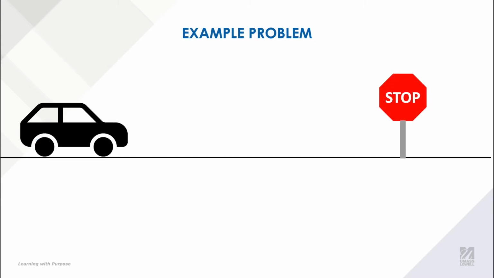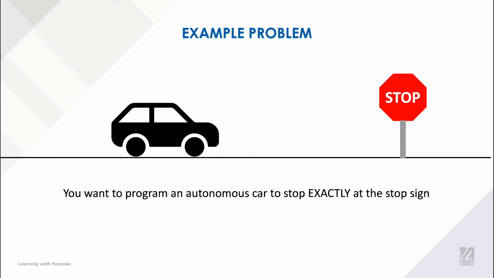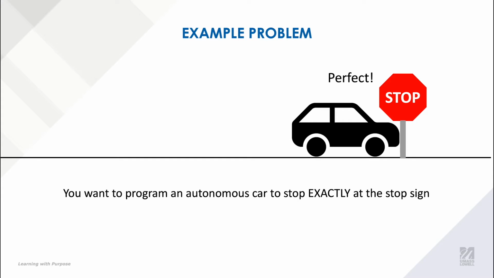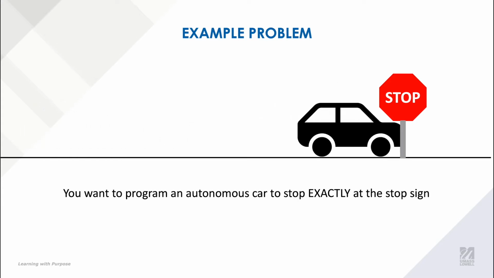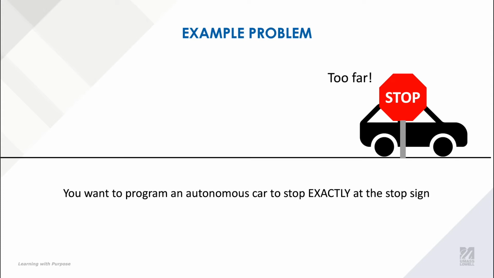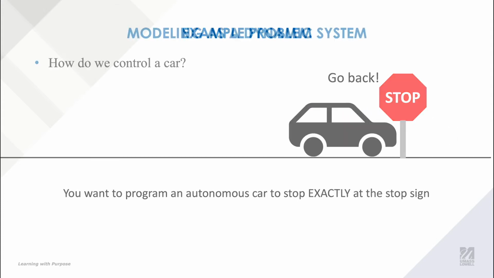So what's our example problem? Let's say that you have an autonomous car here. You want to drive it exactly 30 meters to stop at the stop sign. So we have an error value that will feed into the controller, which is the current distance between the car and the stop sign. And in a perfect world, we drive exactly to the stop sign and stop. It's great. In a less than perfect world, maybe we overshoot the stop sign, go a bit too far, and have to go back.